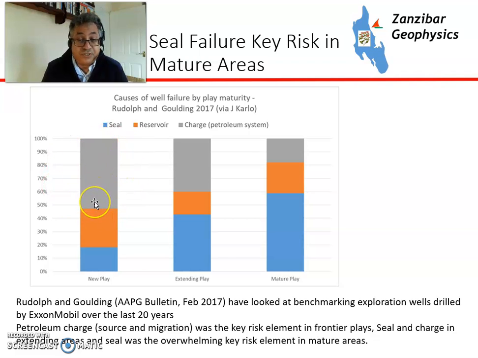Because when you're going to a frontier, you don't really know. You may have some indications such as seeps or amplitude anomalies, etc., but you don't really understand it. There's also a potential failure with the reservoirs. Again, you don't really know. As you become more mature in your understanding, the top two, the charge and the reservoir, tend to decrease because you have more data, more understanding, more knowledge. Still going to get surprises, but the seals become a much more important factor. So this paper, published February 2017.